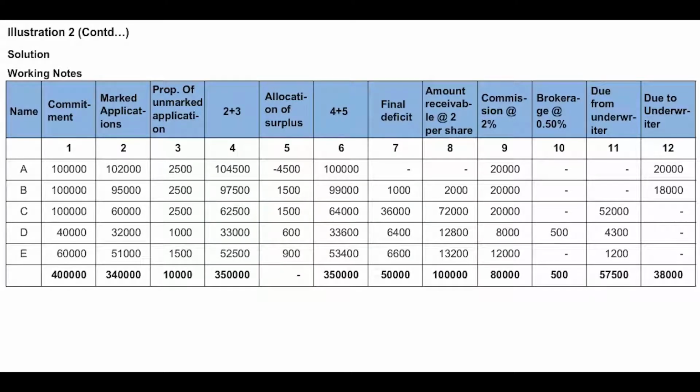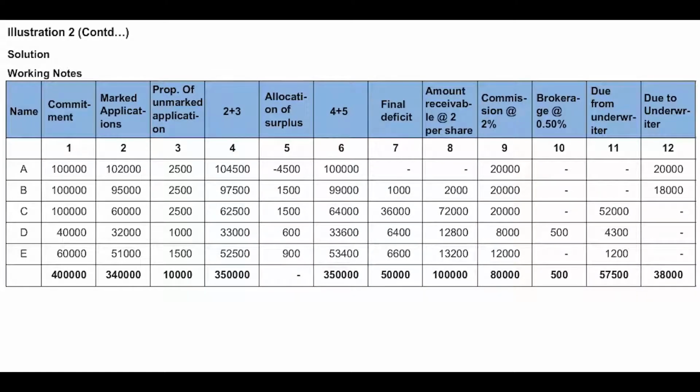So in case of D, if you see, 40,000 is the commitment, so 40,000 multiplied by 10, which is 4 lakh, 4 lakh multiplied by 2%, which is the commission, will give you 8,000, and further 10,000 shares are subscribed by himself. So basically 10,000 multiplied by 10 will give you 1 lakh, and 1 lakh multiplied by 0.50% will give you 500, which is the brokerage amount. So this is how the question will be solved till column 10.